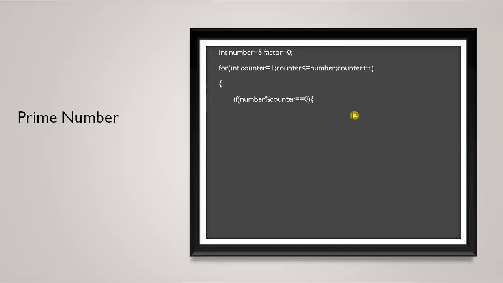you go inside, and then we know that the operator which leaves a remainder after integer division is the mod operator. So we need to use number mod counter is equals to 0. If it is equals to 0, it means we're going to add factor plus plus. Nothing else in the loop, because after coming out of this loop, we need to find if factor equals to 2, then we're going to say it is a prime number. If not, it's not a prime number.